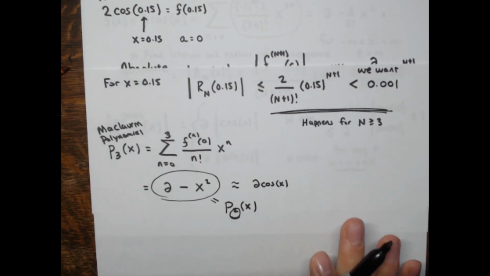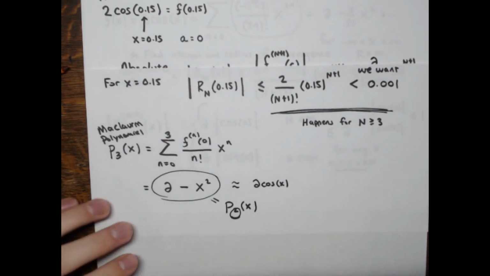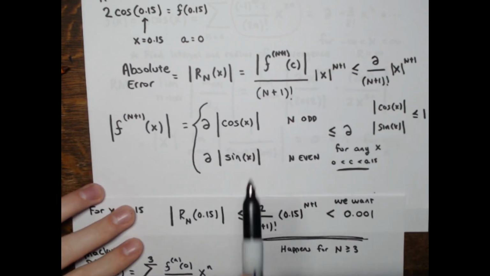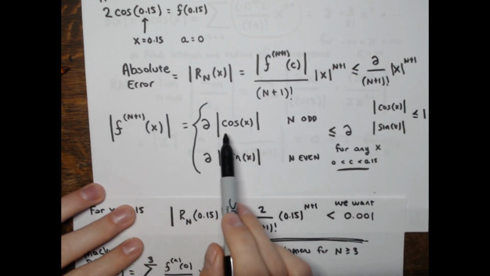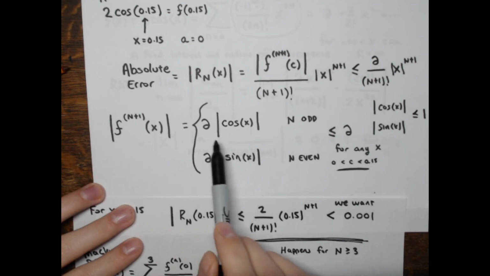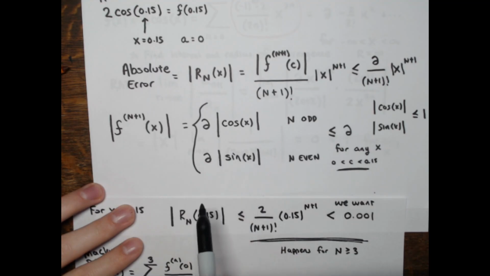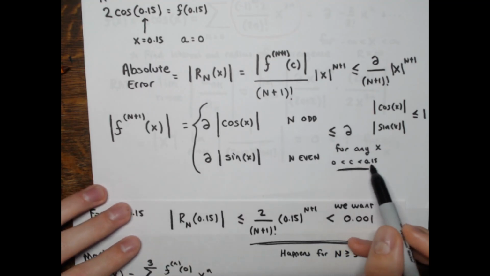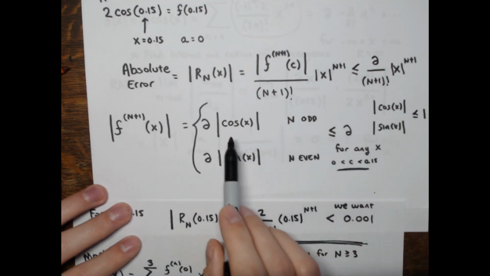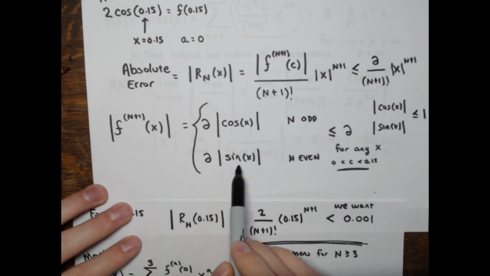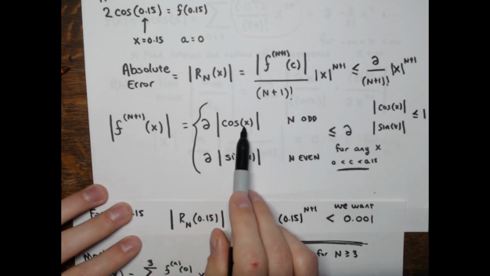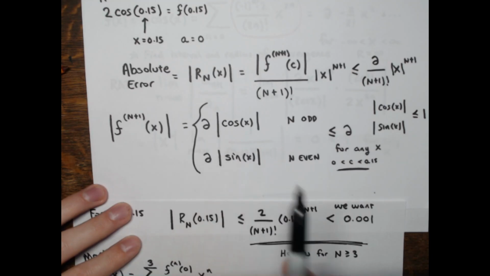I guess something else we could have done, but this is a bit involved, is we set our n plus first derivative, where this and this, absolute value of 2 cosine x, 2 absolute value of sine x. Now between 0 and 0.15, yeah, the maximum of this is 2, right? Because 2 cosine 0 would be 2, and 2 times sine of 0.15 would be smaller.